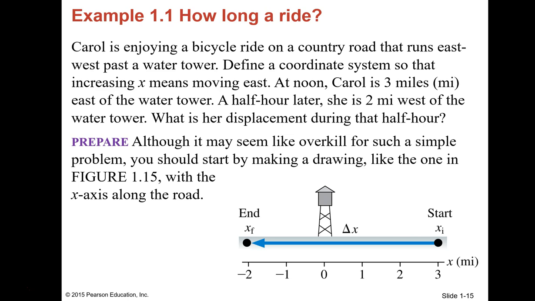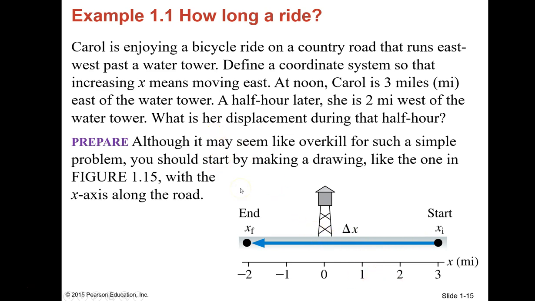All right, we're going to do this little sample problem here. We have this bicycle ride, and Carol is going on a ride. Carol's 3 miles east of the water tower. A half an hour later, she is 2 miles west of the water tower. So here's our diagram, and we want to figure out her net displacement during that half hour.